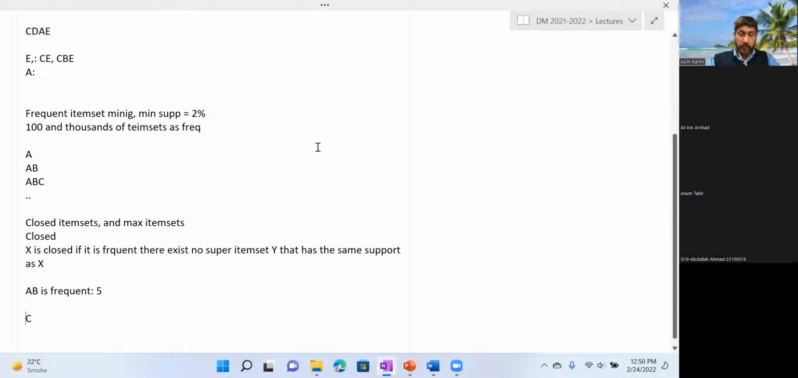There could be various supersets. Let's say ABC is a superset, and let's say minimum support count is 3. ABC has support 4, which means it's frequent. Let's say ABE is also 4, which is also frequent. And let's say we have ABD, which is, let's say 2, which is not frequent.